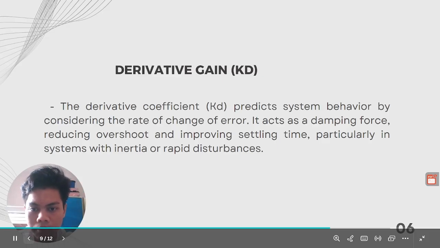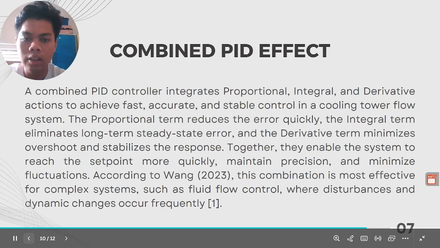For the third point, derivative gain. The derivative gain coefficient KD predicts system behavior by considering the rate of change of error. It acts as a damping force, reducing overshoot and improving settling time, particularly in systems with initial or rapid disturbance.